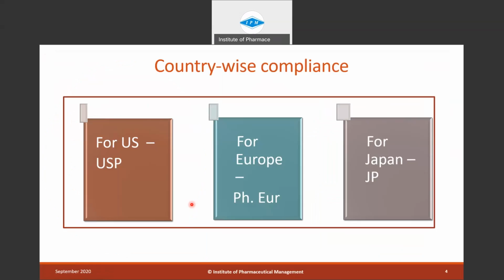Now, if you want to sell your product or your raw material or an API in US market, then US FDA will expect you to comply with USP. If it is for European market, then compliance with European Pharmacopoeia, Pharmeuropa, and for Japanese Pharmacopoeia would be essential. So country-wise compliance is the first reference.